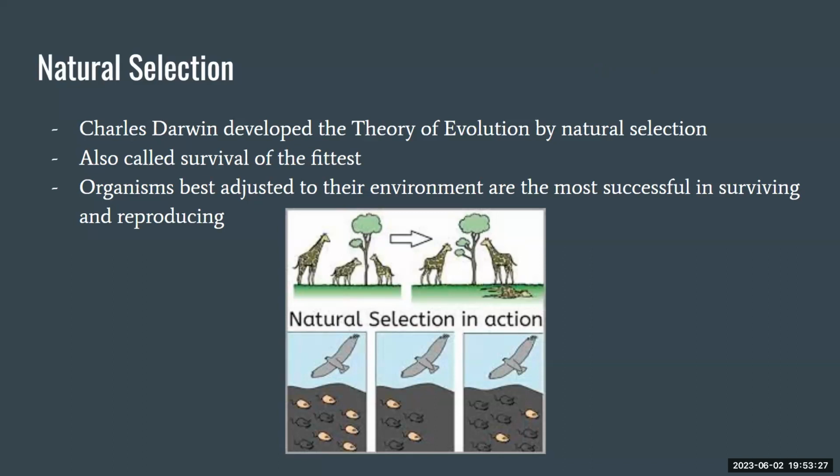Charles Darwin developed the theory of evolution by natural selection, and natural selection is also called survival of the fittest. Basically, this theory states that organisms best adjusted to their environment are most successful in surviving and reproducing. If you see in the image below, the giraffe with a longer neck could eat the leaves on the taller tree. That giraffe could eat more and then probably reproduce better as well, since it would live longer and eat more.